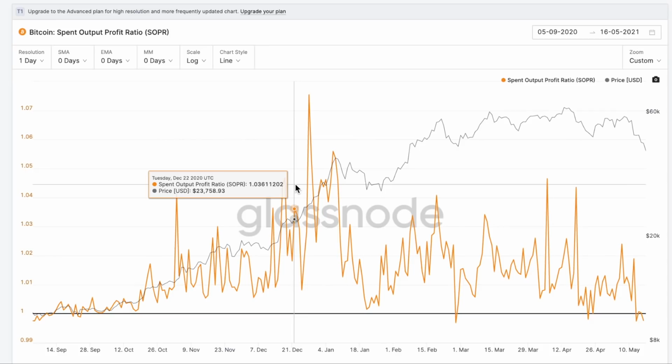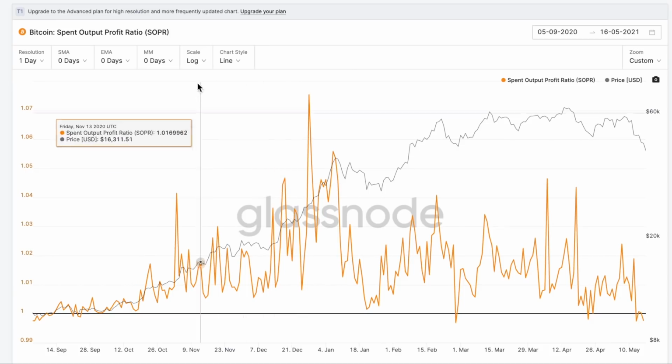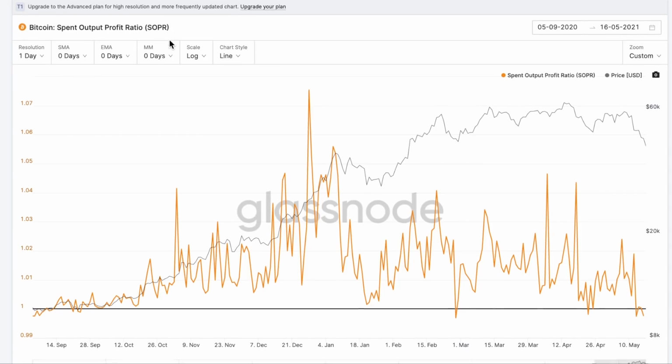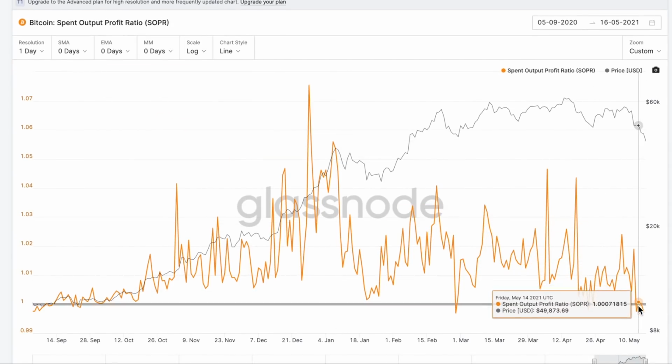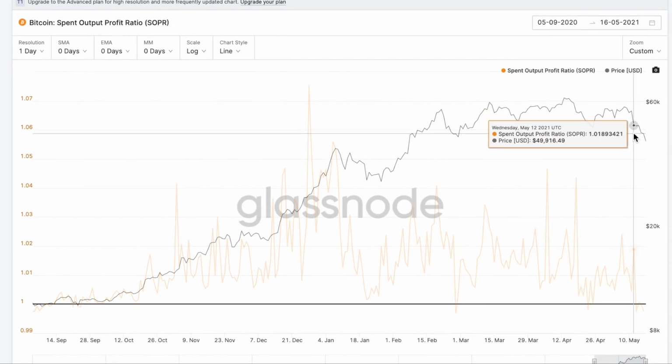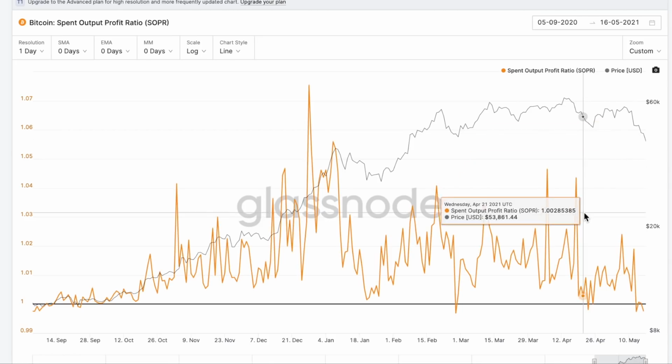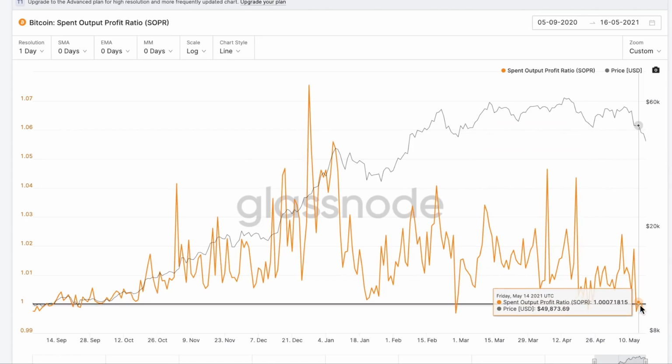Now, one more thing I want to quickly cover is the spent output profit ratio on Bitcoin that's still in the negative. So we had that negative reading the other day. We covered that on the YouTube video, and we're still hovering in that negative zone. So this is very bullish stuff in terms of buying the dip. You don't often get a lot of these readings below 1 during a bull market, and when you do, they're typically great buying opportunities.